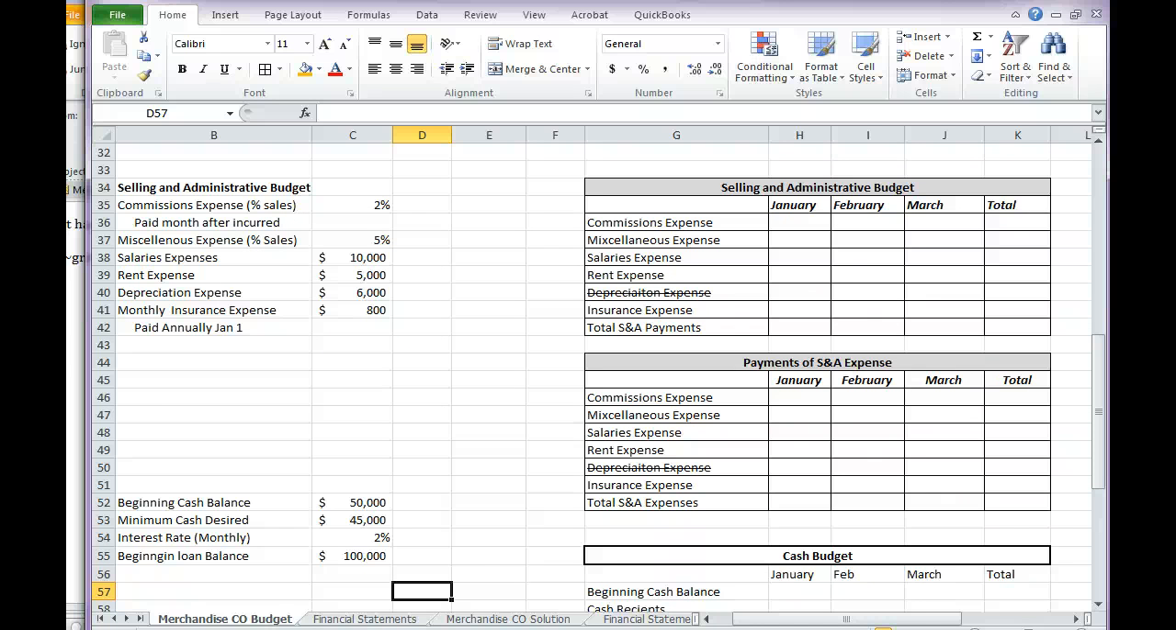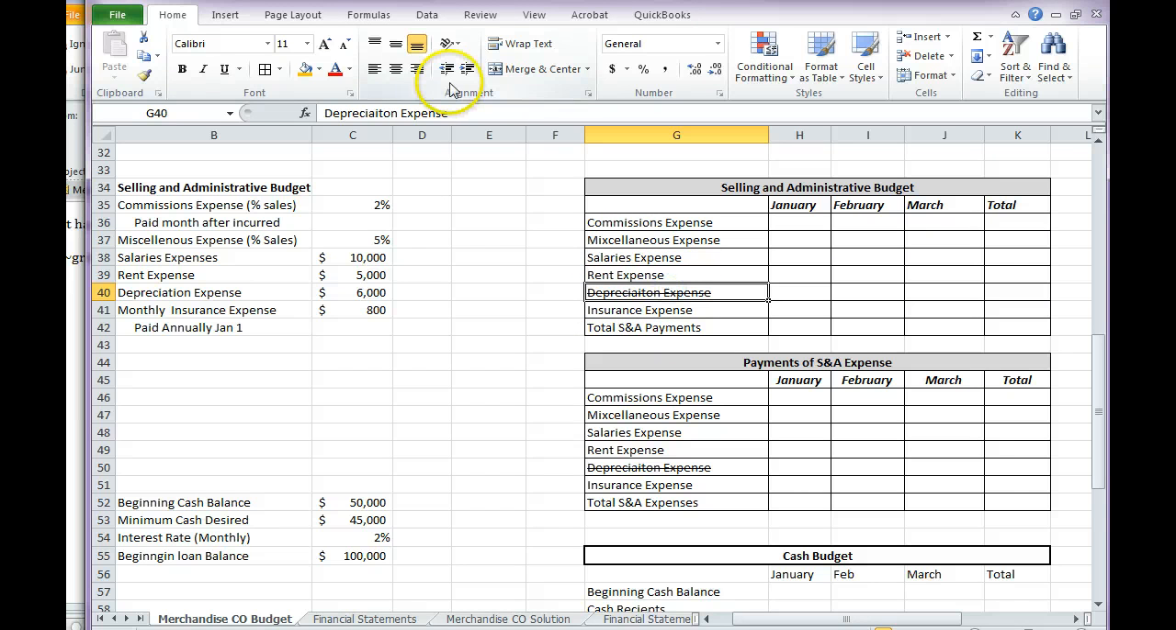Now, the selling administrative budget is extremely straightforward. You'll find no problems with this. You'll notice here we have the selling and admin stuff. Now, this may be 5 lines, this may be 50 lines. It depends on what your company has. I tried to make this one relatively straightforward in that 1, 2, 3, 4, 5, 6, 7 things.